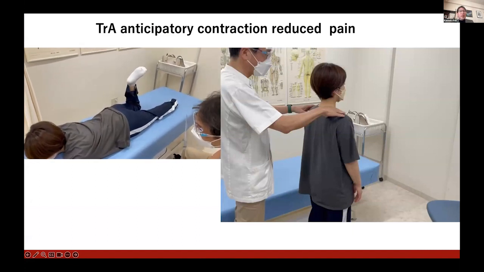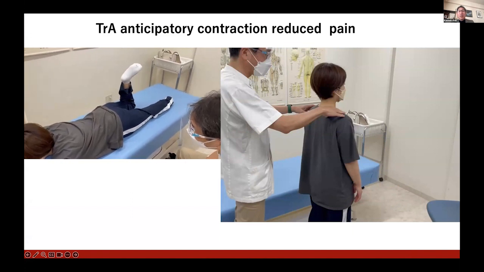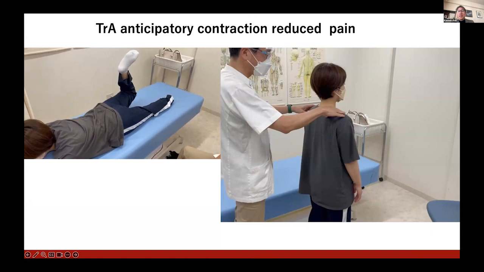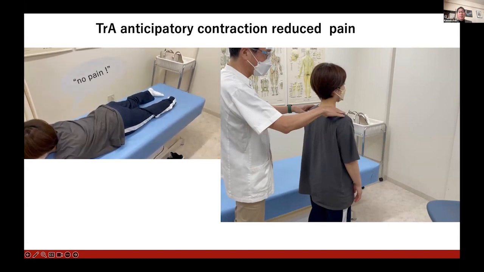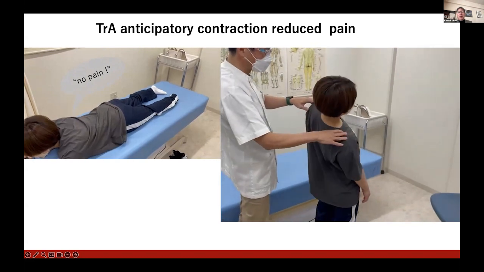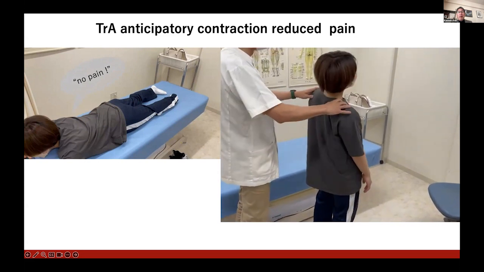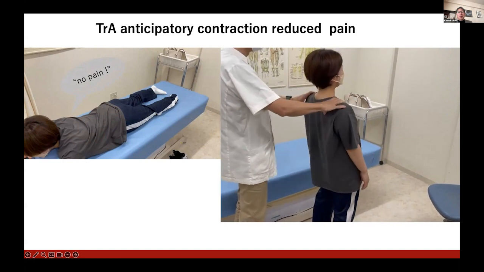And just after instructed anticipatory contraction, I instructed her to contract TRA alone and then lift her leg, which resulted in negative prone hip extension. She said no pain, and also reduced back pain during spine motion. Its range of motion, as shown in the slide, is getting better.